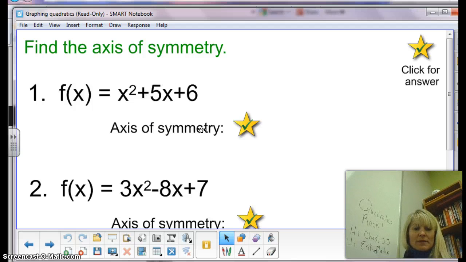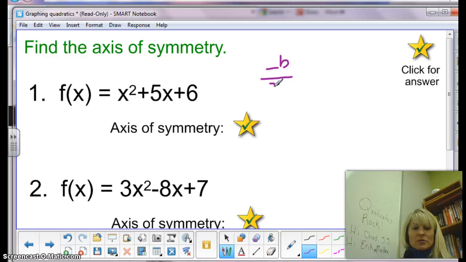So we're going to look at an example here, such as this one. We need to find out what the axis of symmetry is. So I want to think about my equation. It was negative b over 2a. And if we remember, our a is here, our b is here, and our c is here. I don't see a number here for a, so I know it must be 1.